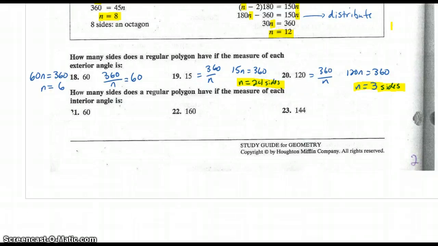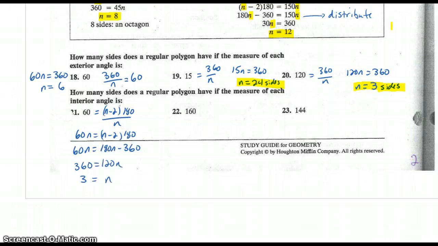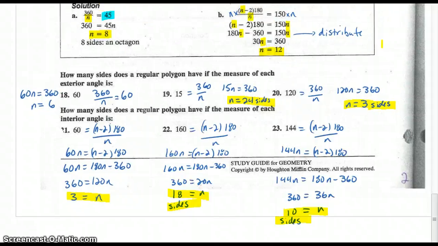21 through 23 are asking us to determine the number of sides of a regular polygon if we know the interior angle measure. So our work for 21 will look as such. We're going to set it up this way to begin with, working through our algebra, multiply by n on both sides, distribute the 180, and we find out that n, or my number of sides of this regular polygon, is equal to 3. Please pause the video and try 22 and 23. Here is the work and answers for 22, 23.